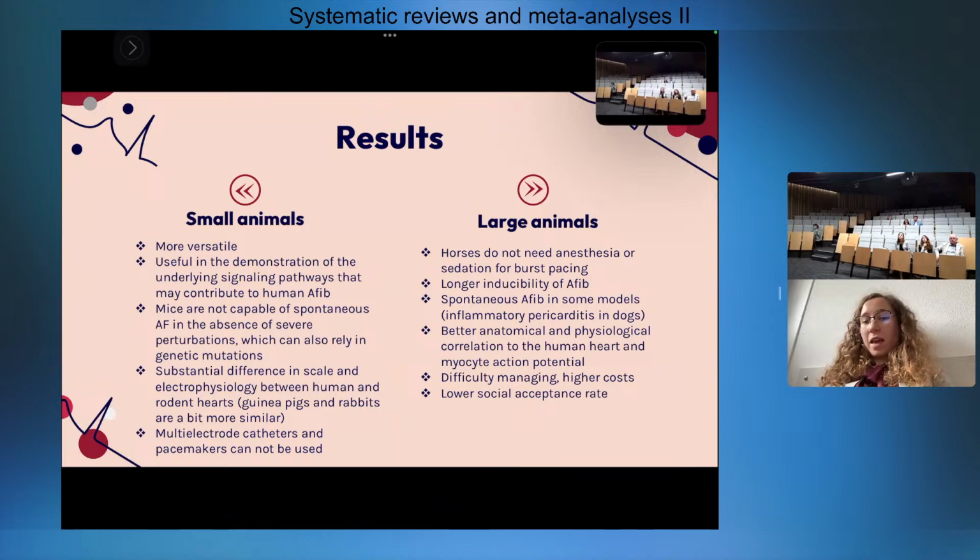On the other hand, the ethics has to be also analyzed, as there is a lower social acceptance rate of using larger animals, which are not considered as laboratory animals for medical studies. So the procedures of inducing it in mice would be more efficient.